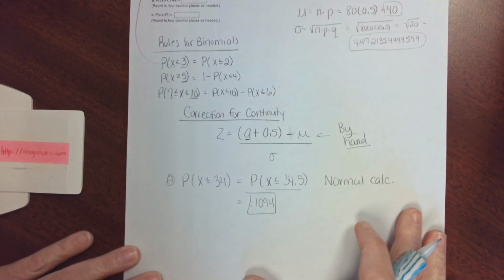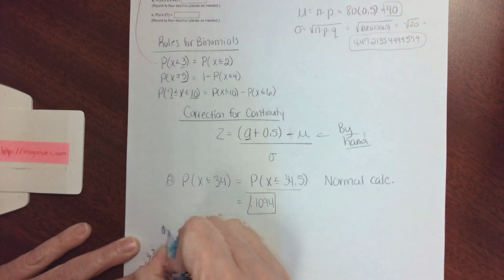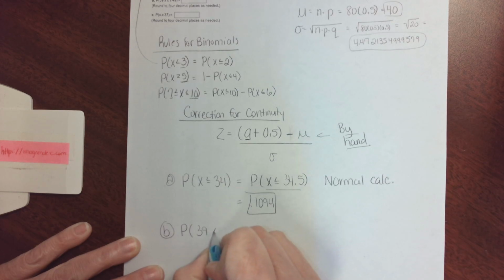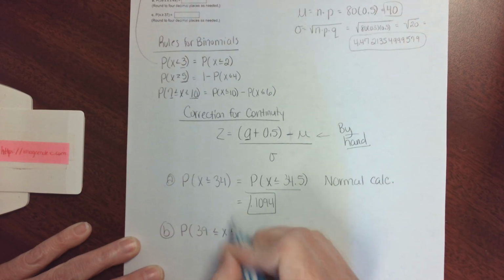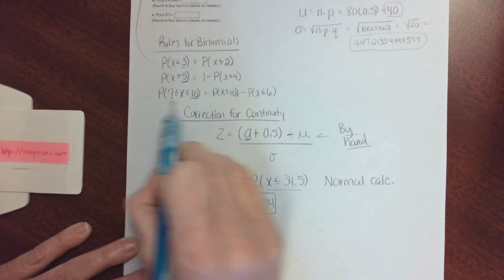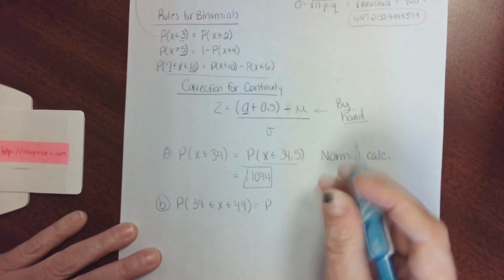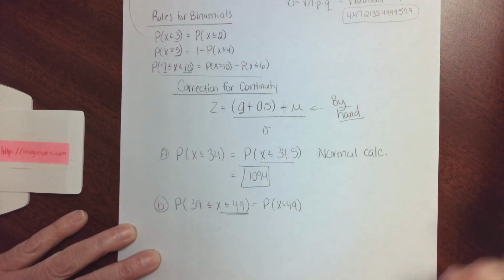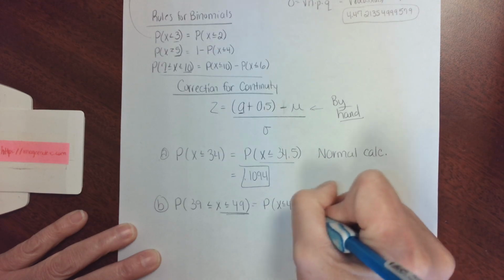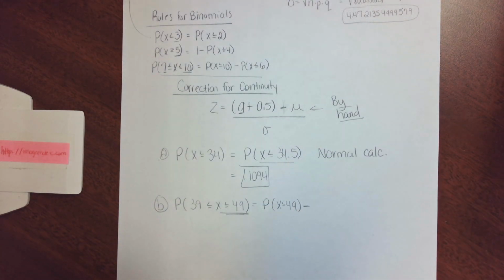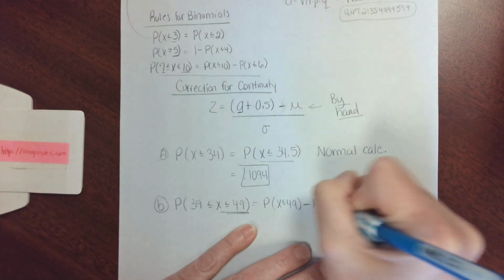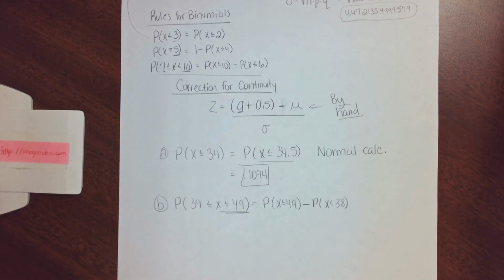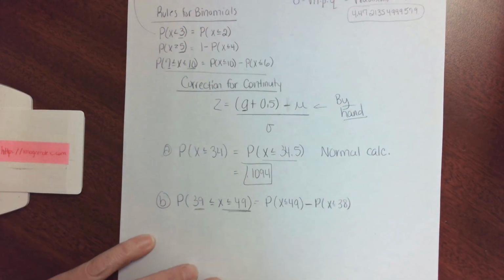Then we are going to move on to part B, which asks us to do probability of 39 less than equal to x less than equal to 49. So this is a between probability. We're going to rewrite this as probability that x is less than equal to 49. So there's that piece right there. Minus the probability that x is less than equal to 38. So that is the next lowest from the number that we started with.